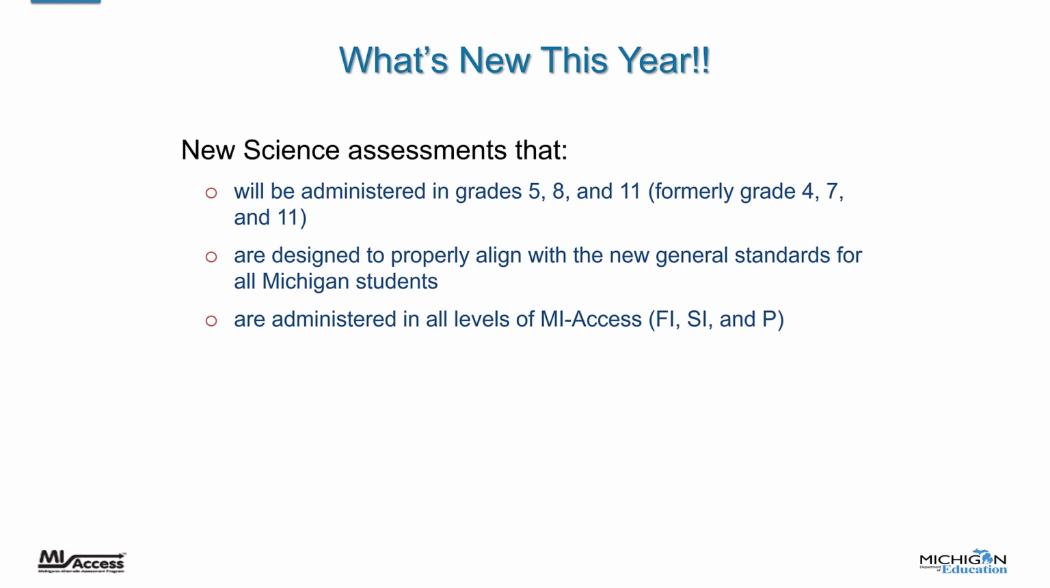MyAccess has a new science assessment that will be administered in grades 5, 8, and 11, which were formerly grades 4, 7, and 11. It is designed to properly align with the new general standards for all Michigan students and is administered at all levels of MyAccess: FI, SI, and P.